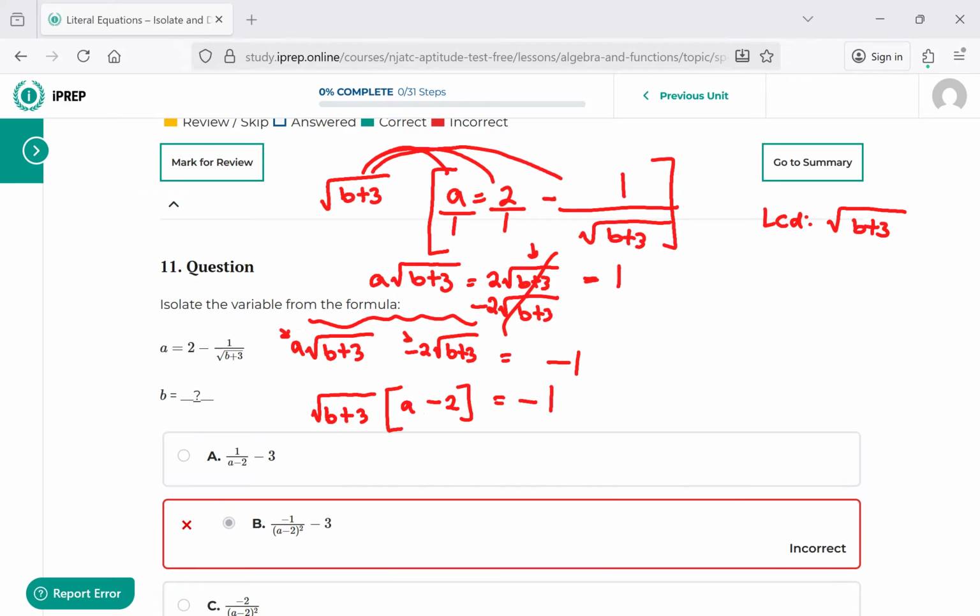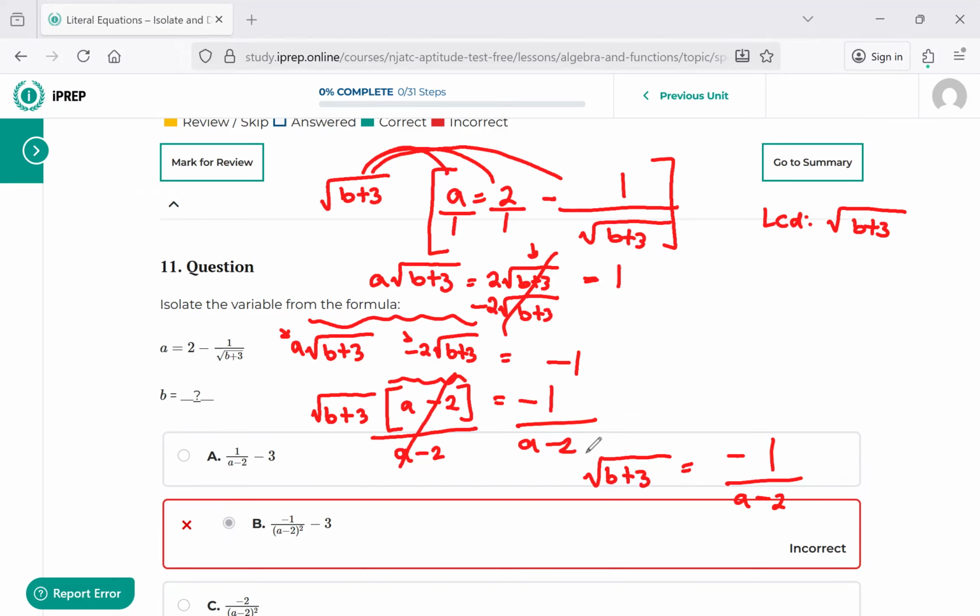Okay, almost there. You want to solve for b, so next step is do not square both sides. Let's get rid of this a minus 2 by dividing both sides by a minus 2. Okay, so now on the left side, you're left with square root of b plus 3 equals to -1 over a minus 2.